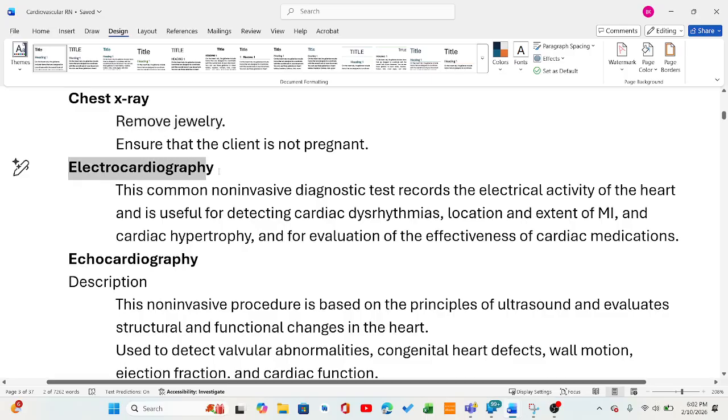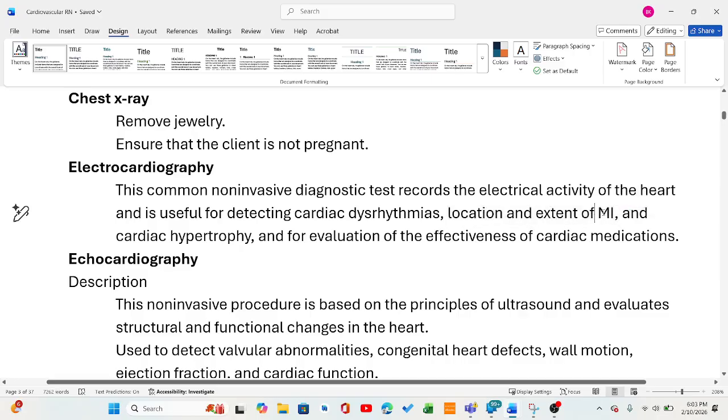Now, when it comes to electrocardiograph, which is the same thing as EKG, this is a non-invasive test that helps us determine if the person is having myocardial infarction or when they're having electrolyte imbalances. So again, it is just a graphical representation of the electrical activity of the heart. So when somebody gets MI, it will show on the EKG.